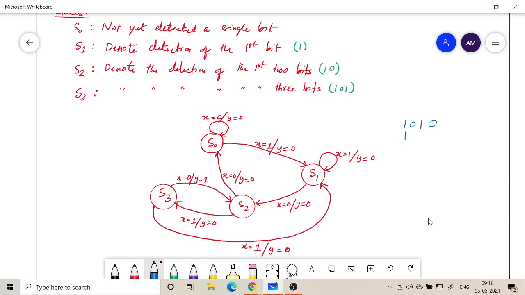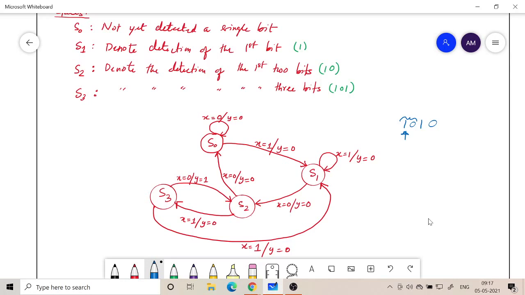So whenever I have detected the first bit, that is 1 in this case, I move to S1. If continuously 1 is coming, I have not made any progress from there. I only detected 1 bit, so that's why I am still here. But if I get 0, I detected the first 2 bits, I go to S2. Okay, so 1 0.